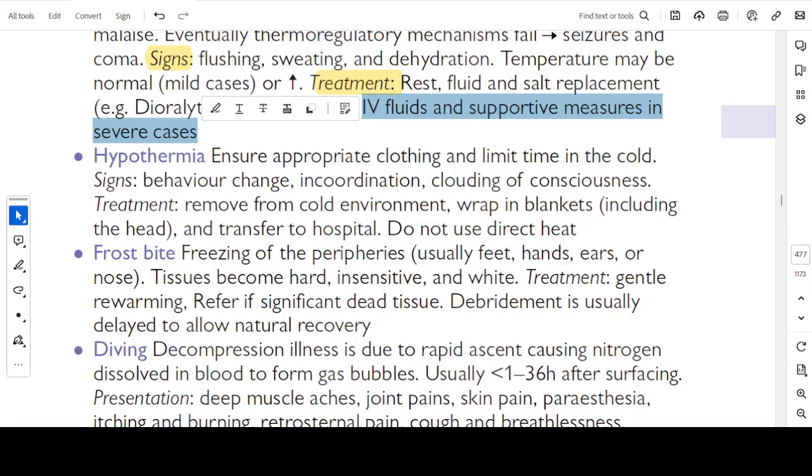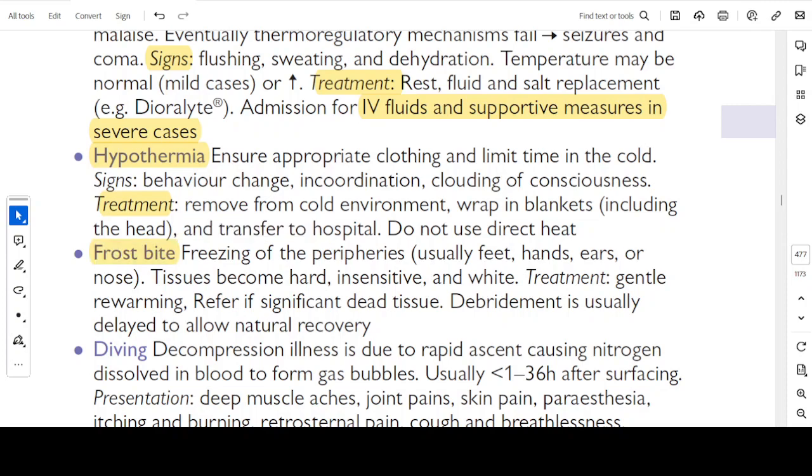Hypothermia. Ensure appropriate clothing and limited time in cold. Signs are behavior change, incoordination, clouding of consciousness. Treatment: remove from the cold environment, wrap in blankets, including the head, and transfer to a hospital. Do not use direct heat.